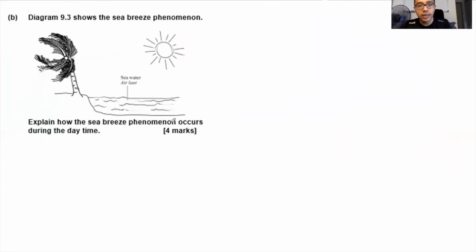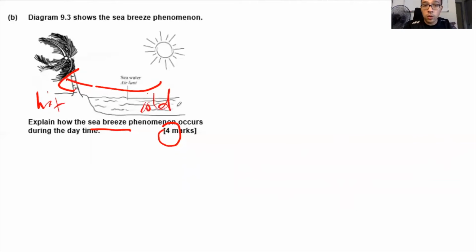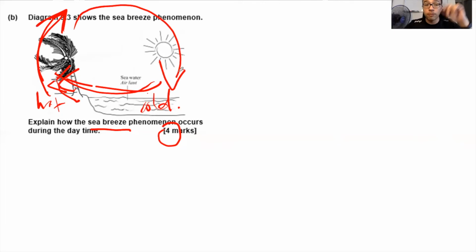Then once again, a 4-mark explanation question. Sea breeze. Explain how the sea breeze phenomenon occurs during the daytime. Now, this is already inside your notes, so I'm not going to waste time talking so much about this, but all we know is the sea breeze comes from where? The breeze comes from here to here, from sea to land. Why is the sea breeze from the sea to the land? Because the land is hot, the sea is cold. Hot air rises, cold air comes in. Hot air rises, cold air comes in. And then it makes this whole complete circle.